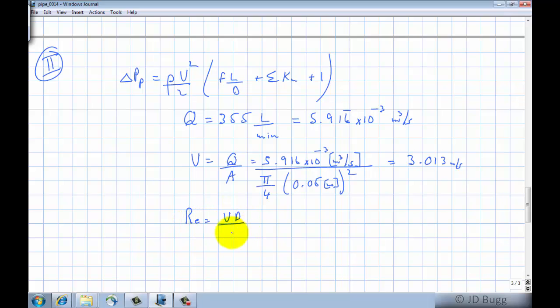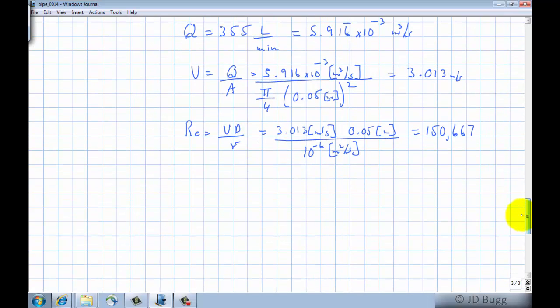So now we need also the Reynolds number. So that's Vd over nu, but with a new velocity. So 3.013 meters per second. Diameter 0.05 meters. Kinematic viscosity 10 to the minus 6 meters squared per second. And we get a Reynolds number of 150,667. And so notice we know what the Reynolds number is, no iteration required.